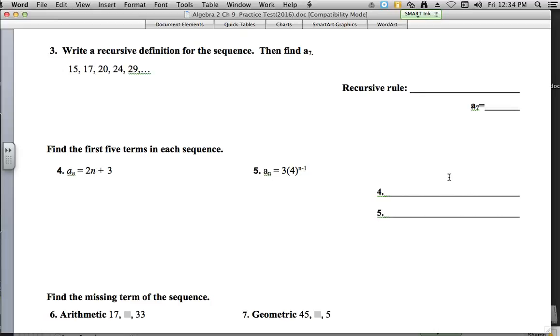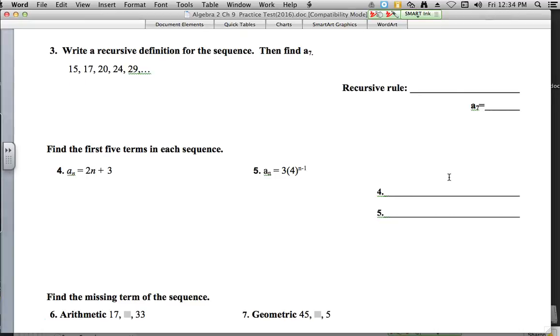All right, I'll go ahead and go through number three. Number three says write a recursive definition for each sequence, then find the seventh term. So I see the numbers are going up and I start thinking, well, maybe this is addition. Let's see, they're adding two, they're adding three, they're adding four. Well, it's not addition.